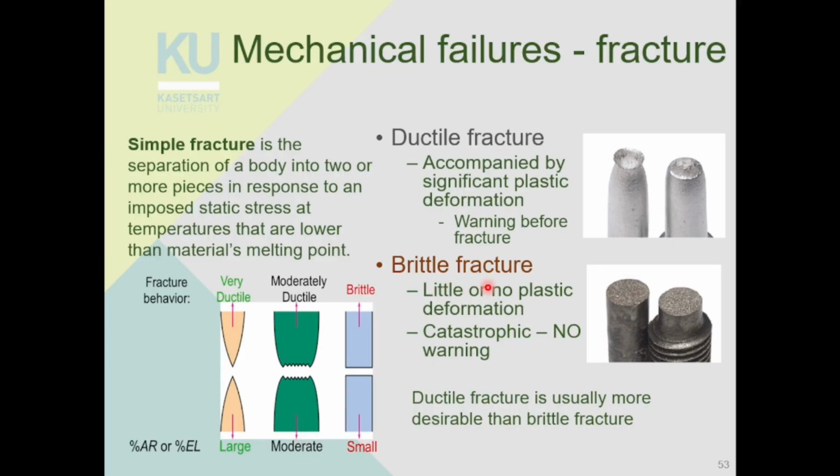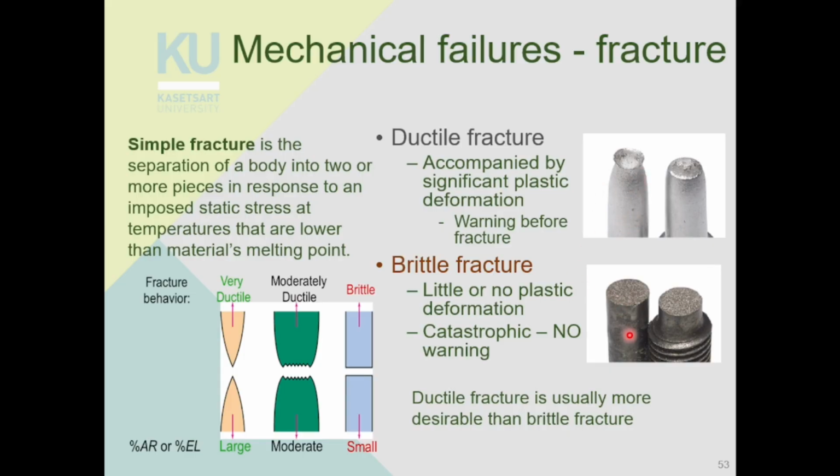Okay, so for brittle material, you have brittle fracture, with little or no plastic deformation. The fracture surface is quite flat. There's no warning. It is a catastrophic failure. Ductile fracture is usually accompanied by significant plastic deformation. There's warning before fracture. The warning that we're talking about in this case is the plastic deformation or elongation of the specimen, right? Ductile fracture is usually more desirable than brittle fracture because it gives us warning, right?